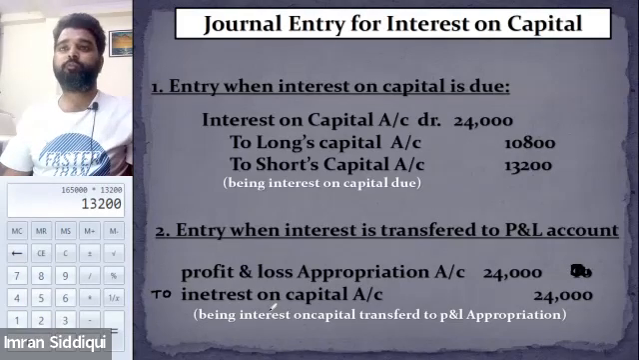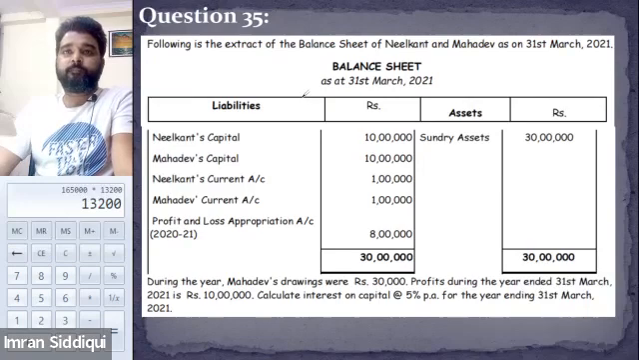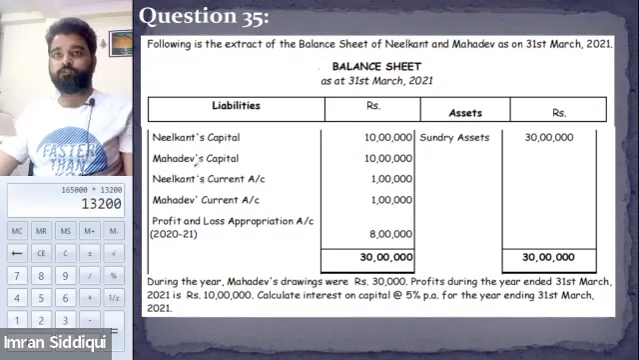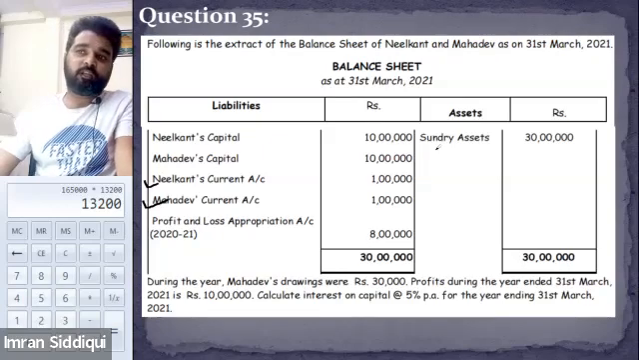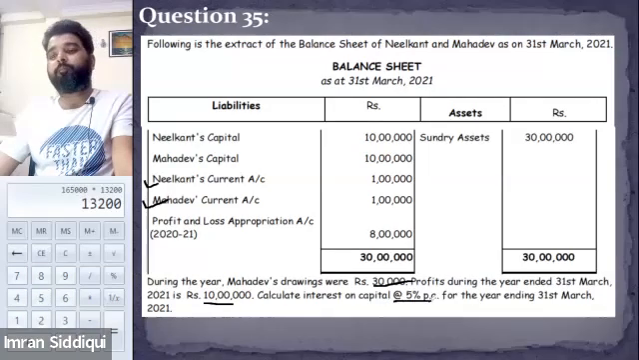All right, everyone. So I'm moving to the next question, question 35. This is very interesting. Question 35 is saying that again, this time we have the balance sheet. And in the balance sheet, Neelkaant's capital account is there, Mahadev's capital account is there. Neelkaant's current account is also there, and Mahadev's current account is also there. Profit and loss appropriation is 8 lakh. Sundry asset is 30 lakhs. During the year, Mahadev's drawings were 30,000. Profit made during the year is 10 lakh. Calculate interest on capital at the rate of 5% per annum.